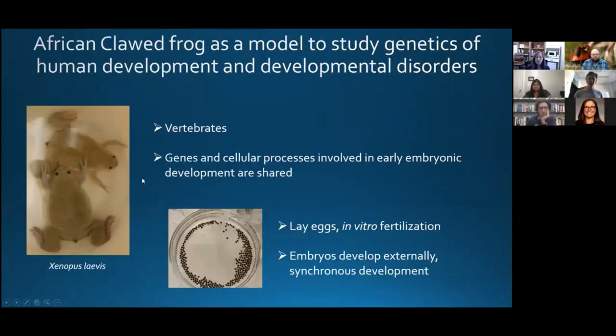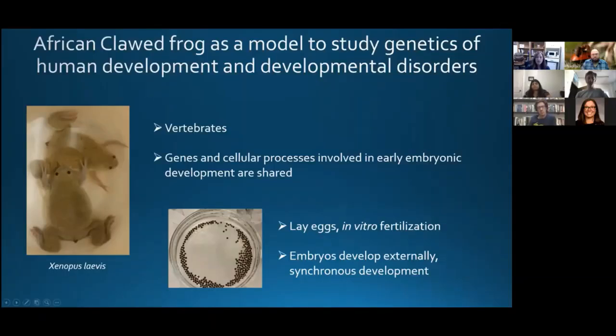And secondly, a lot of research over the years has found that both the genes and the cellular processes that are involved in very early embryo development are shared between humans and frogs. Another big advantage for us is that frogs lay eggs, and then the embryos develop in the external environment outside of the mother. So we can induce the frogs to lay eggs and then do in vitro fertilization. So you can see the little embryos here, and they will develop externally out on the bench top, and we can actually watch development happen in real time and have access to these embryos in order to do our experiments.